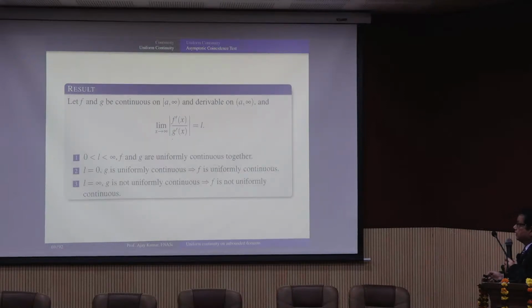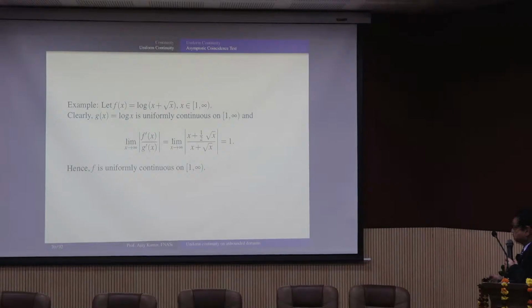Here is another result, as you have a result for infinite intervals. We have f and g continuous on a to infinity and derivable on a to infinity, and the limit of the ratio of derivatives is equal to L. If L is between 0 and infinity, then f and g are uniformly continuous together. If L is 0, then uniform continuity of f implies that of g, and if L is infinity, then g not uniformly continuous implies f is not uniformly continuous.